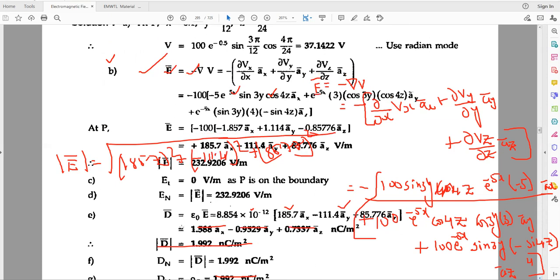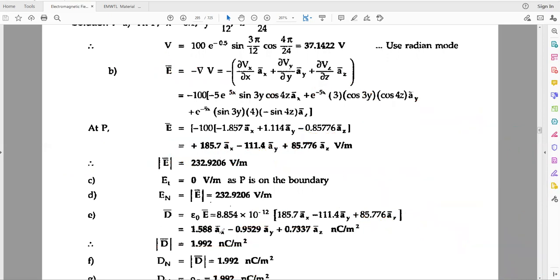Next is the D bar. The D bar is related to E bar as epsilon naught times the total E bar, and we again get the X bar, Y bar and Z bar coefficients for the electric flux. The magnitude is obtained by squaring all the values, similar to the E bar: square root of 1.588 squared minus 0.9529 squared and 0.7337 squared. You get D bar equal to 1.992 nanocoulomb per meter square.